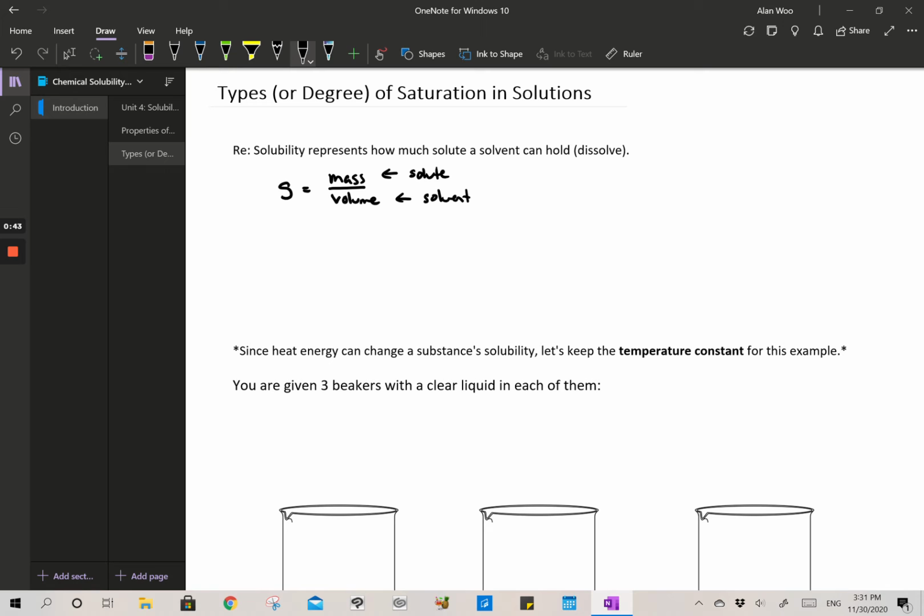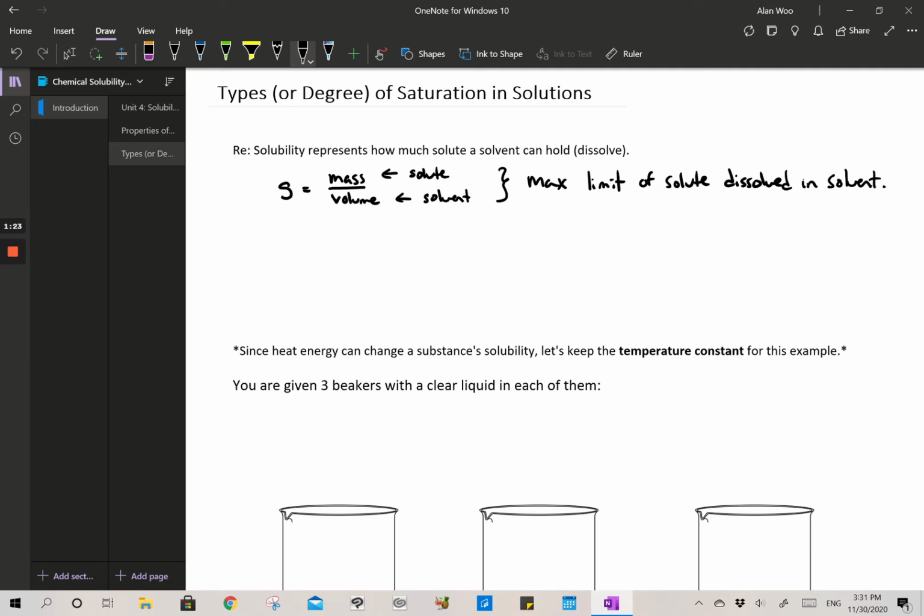When we look at solubility, the solubility represents the maximum limit of solute dissolved in solvent. So if we were to create solutions, we have to be conscious of how much solute we're adding into the solvent. If we add too little, it would make one type of solution different from adding too much.